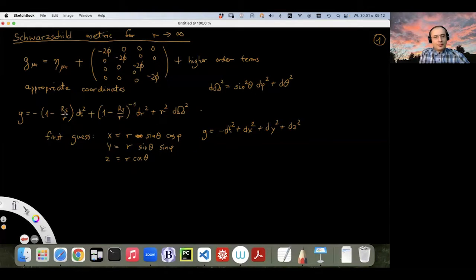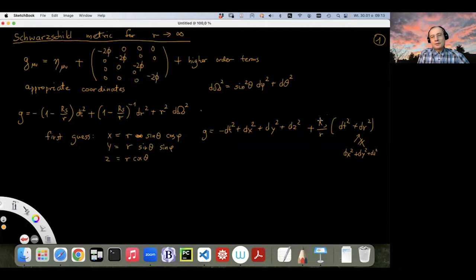But then note the perturbation here has the form of minus rs over r, plus rs over r, and here we will have dt squared. Here we have dr squared, with roughly a minus, now with a plus. But this thing here is not dx squared plus dy squared plus dz squared.